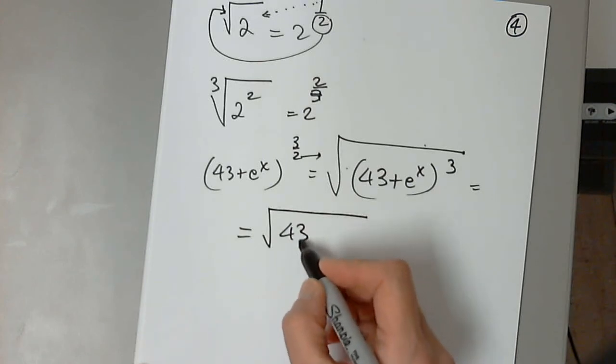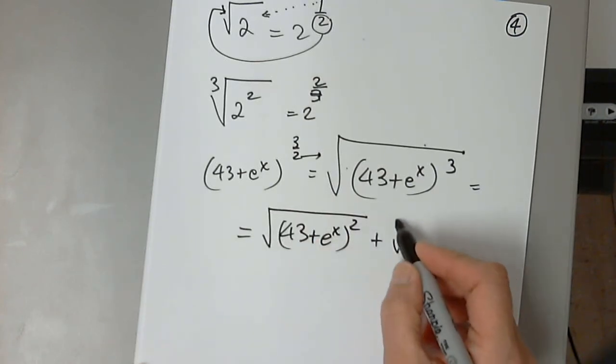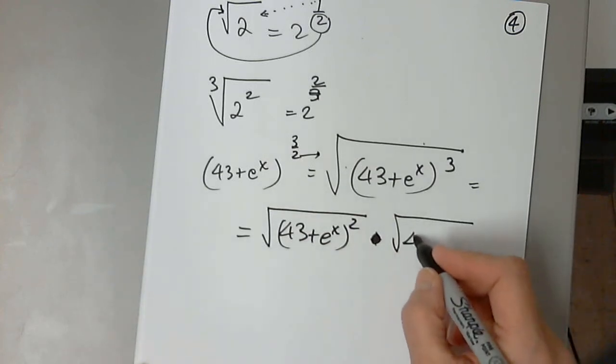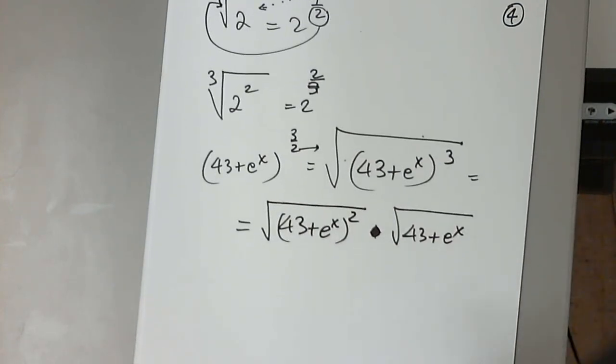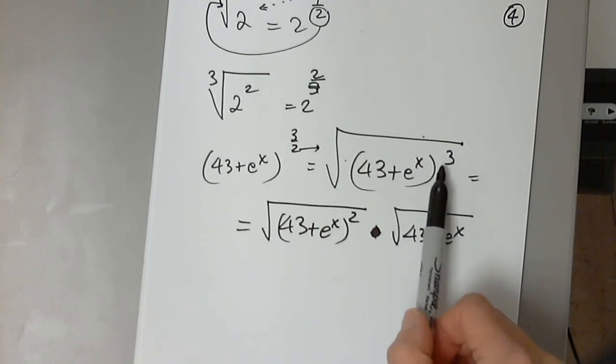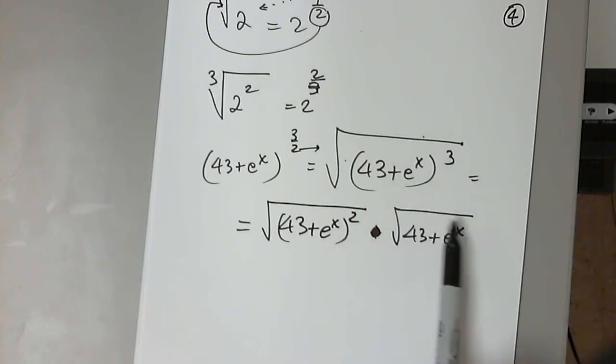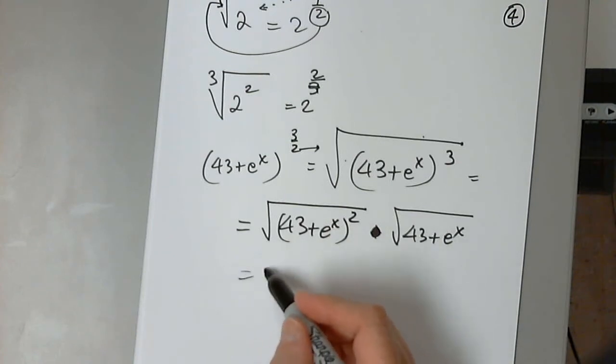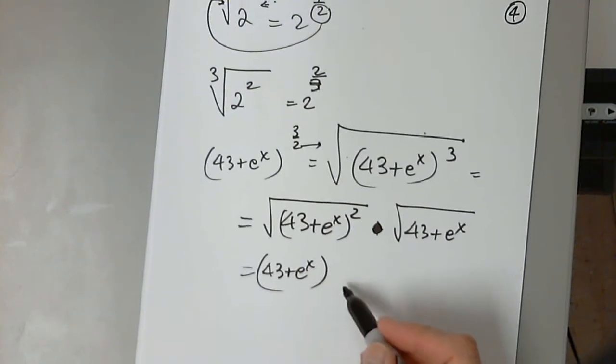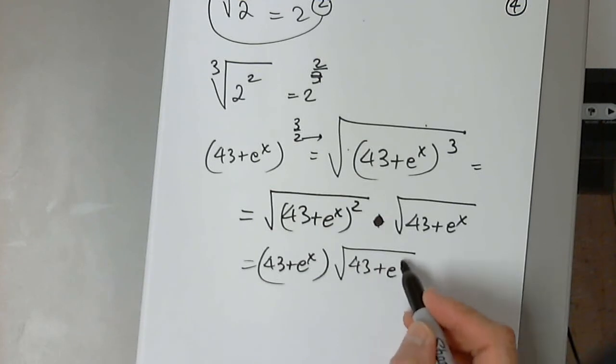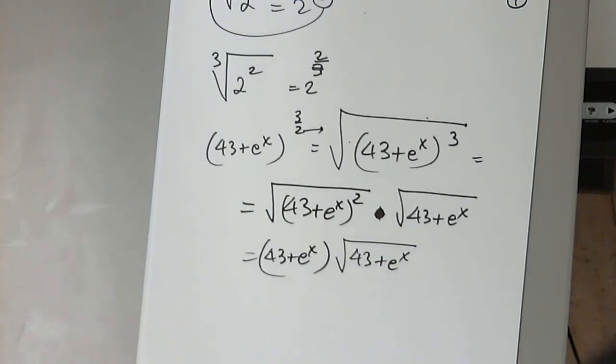So I can write it as 43 plus e to the x squared multiplied by 43 plus e to the x. Because 43 plus e to the x to the 2nd power times 43 plus e to the x to the 1st power will give us the 3. Copy the base, add the exponents. But this I can take out of the radical now if I want to. So fractional exponents: the denominator is always the index, the power is the power of the base.